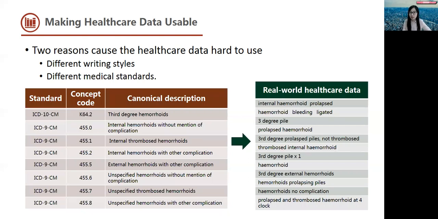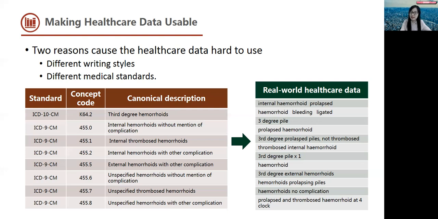On the other hand, the medical standards change over time as well, and this further introduces inconsistency and affects the data quality. Let's consider another real example here. On the left-hand side table, we have concepts referring to the same disease with code K64.2 in the ICD-10 standard. However, there are 7 different concepts in ICD-9 that can be interpreted or mapped into this concept. As a result, we find that in real-world databases, inconsistent terms and expressions are very commonly used. So these 2 factors cause the healthcare usability problem.